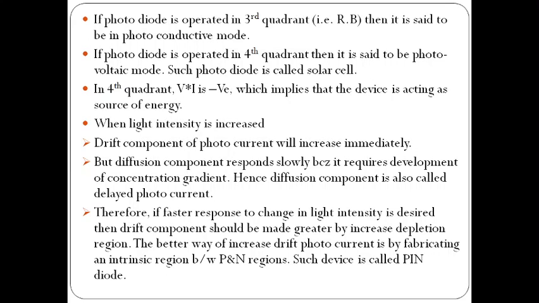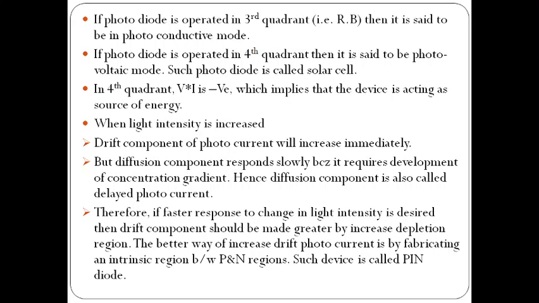Therefore, to improve the response, if a faster response to a change in light intensity is desired, then the drift component should be made greater by increasing the depletion region. So we must increase the depletion region. To increase the depletion region, we are adding an extra region, an intrinsic region, in between the p and n type materials. So such a device is called a pin diode: p region, intrinsic region, and n region.